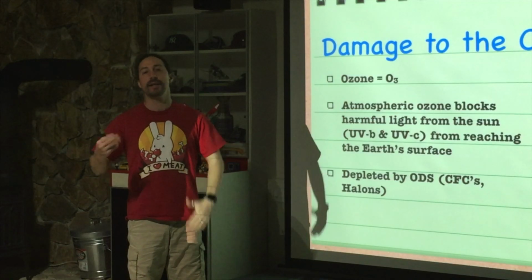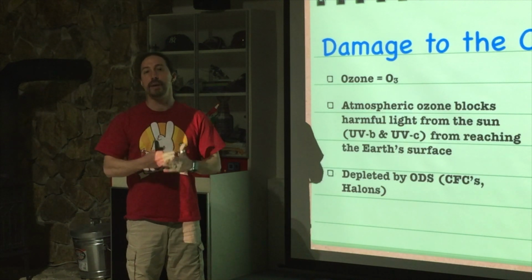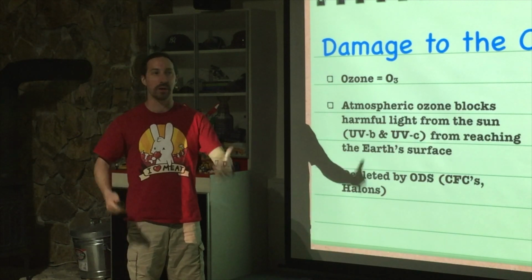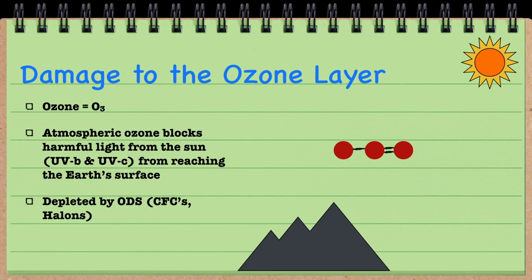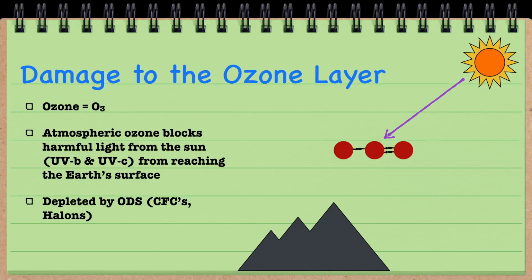So what it does is it blocks harmful ultraviolet radiation, specifically UVB and UVC, from making it all the way down to the surface where we are. The sun releases this ultraviolet radiation as part of all the different light rays that come out of it, but it gets blocked by the ozone. And that means those harmful rays of radiation don't make it to us. If ozone didn't block the ultraviolet radiation of UVB and UVC, then the DNA of organisms would be damaged, and that would be detrimental to all life upon this planet.